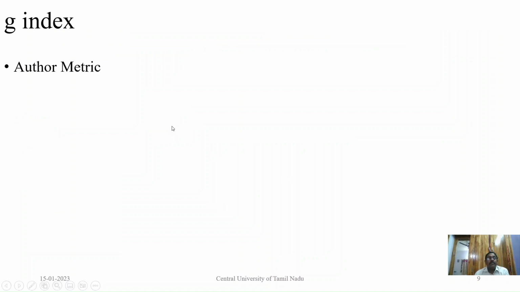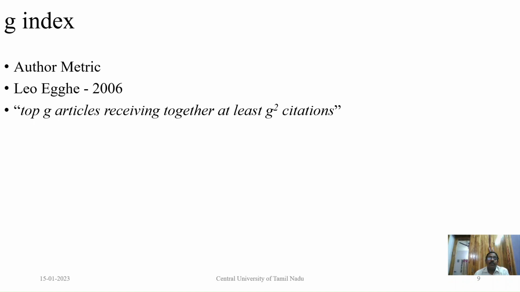Now the G index. This is another author metric. Leo Egghe in 2006 defined the G index. The top G articles receive together at least G square citations. Suppose we have the top 4 articles receiving together at least 4 square, which means 16 citations. If you take the top 5 articles, they should have at least 25 citations. So likewise it goes. Let us go for an example.